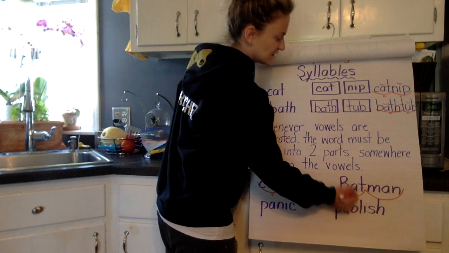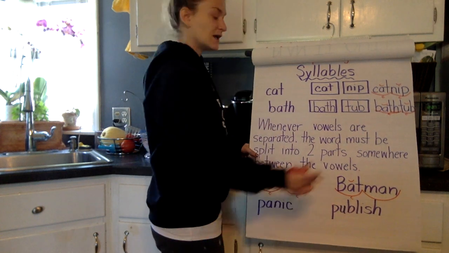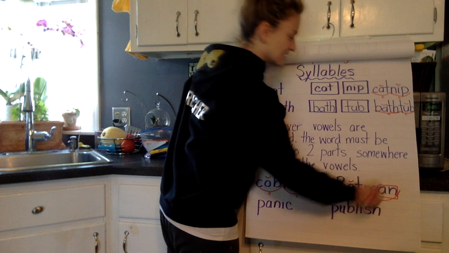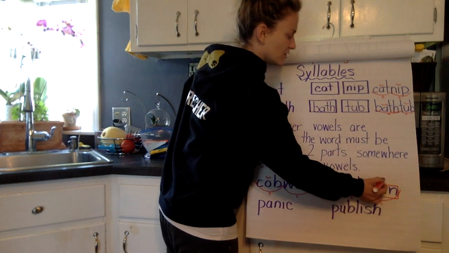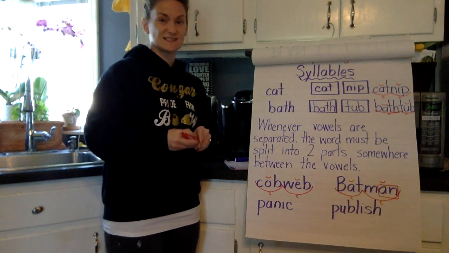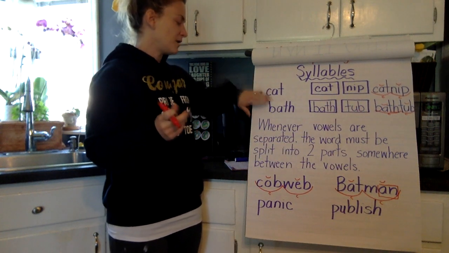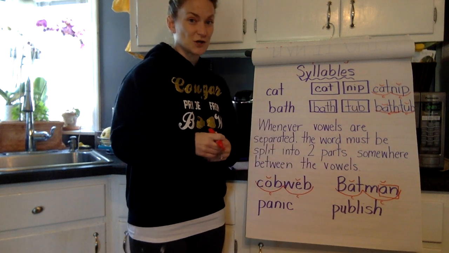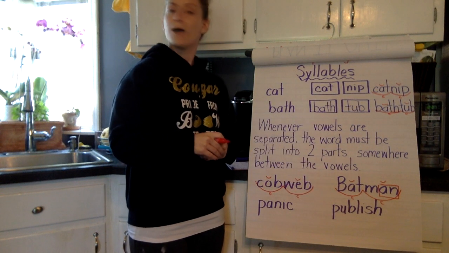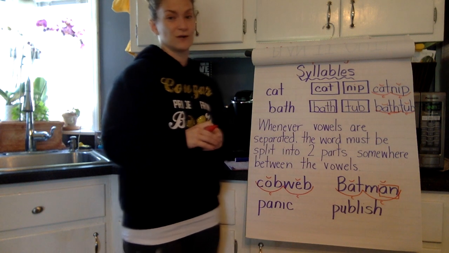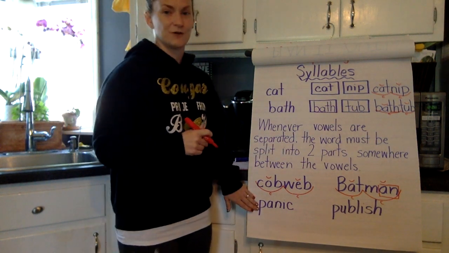Again, closed syllable, short vowel sound. Take a look at man. Oh, I see a glued sound. It's also a closed syllable with a short vowel sound. Now, you might have noticed that catnip, bathtub, cobweb, and Batman are also compound words, but not all two-syllable words are compound words. Take a look down here.